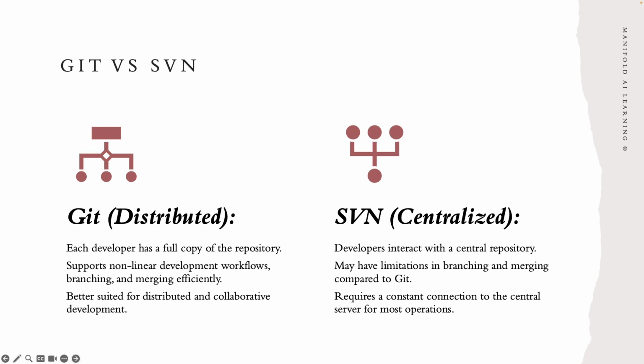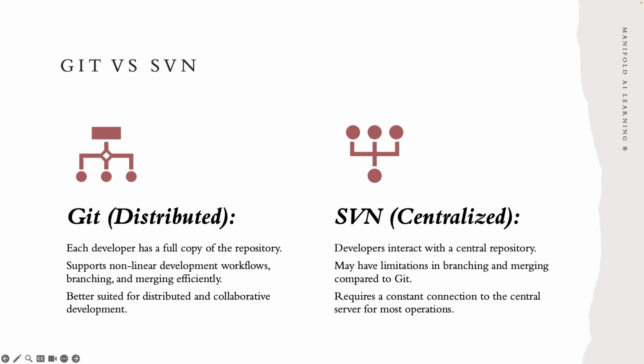Now, one of the limitations in the case of the centralized version control system is branching and merging. Branching and merging is not available in a centralized version control system, and it requires constant connection to the central server for most of the operations. So that's the overall difference between Git and SVN.